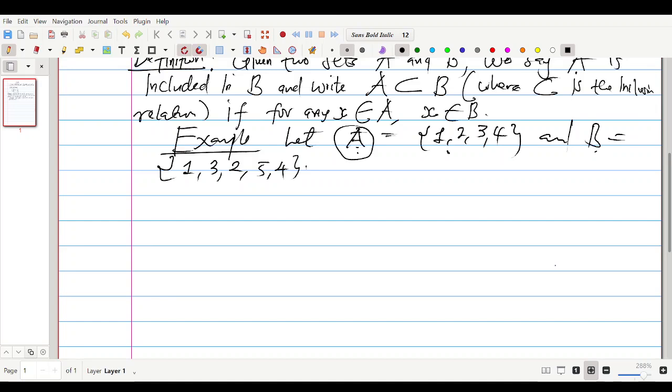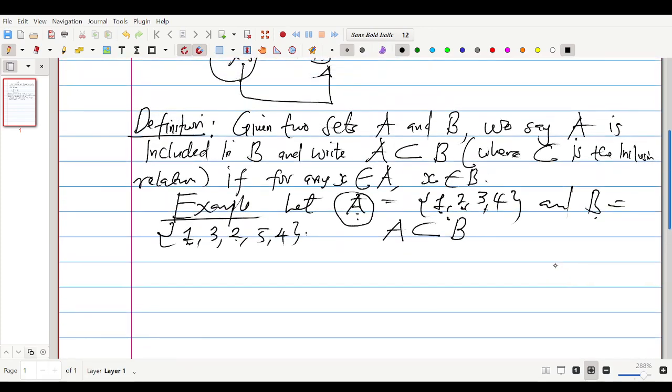Yes, for example, 1 in A is also found in B. 2 in set A is also in B. 3 in set A is also in B. And 4 is also in B. Because of that reason, any element in A is also found in B. Because of that reason, I can say A is a subset of B. And I will write A is a subset of B by the use of the inclusion relation. I believe the point is clear enough. So we are done with the definition of inclusion.